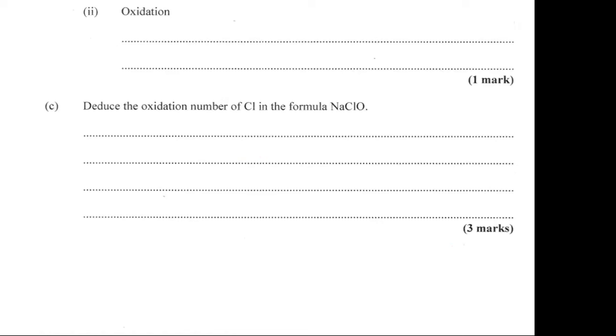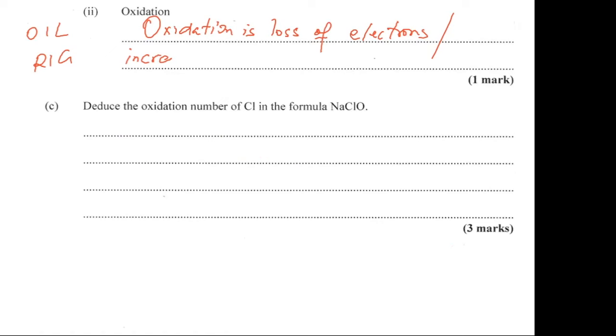Define oxidation. All right, so this one, we can think of OIL RIG in terms of electrons. So oxidation is loss of electrons. We could have also said oxidation is an increase in the oxidation state. And for part C, we're supposed to determine the oxidation number of chlorine in the formula NaClO.